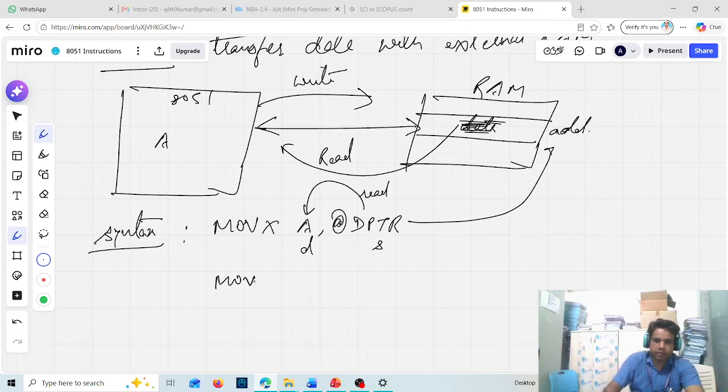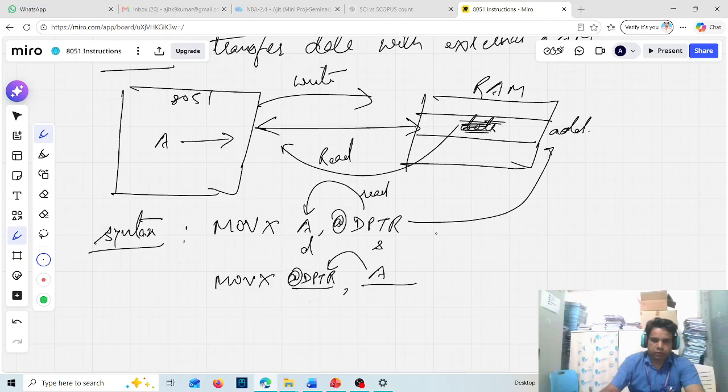Similarly, vice versa, the microcontroller can also transfer data, or you can say do the write operation. So I'll write @DPTR here and A there. The data will get copied into the memory address pointed by DPTR, from A. So data will go from A to this address pointed by DPTR. This is the MOVX instruction.